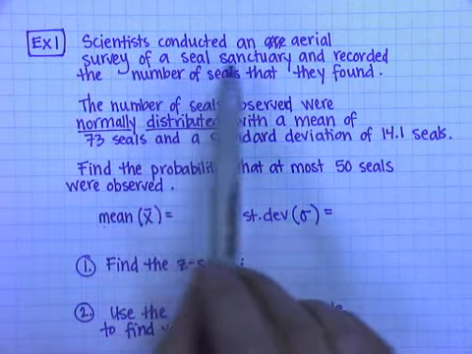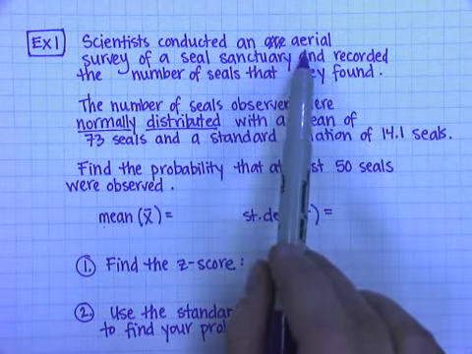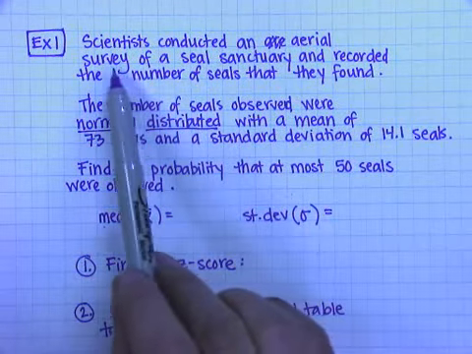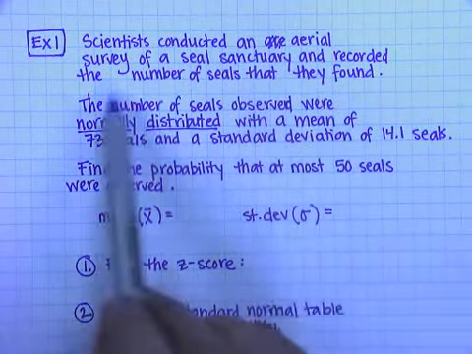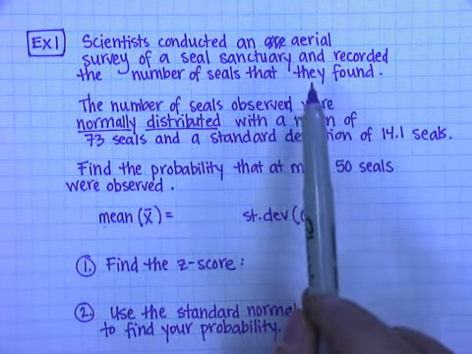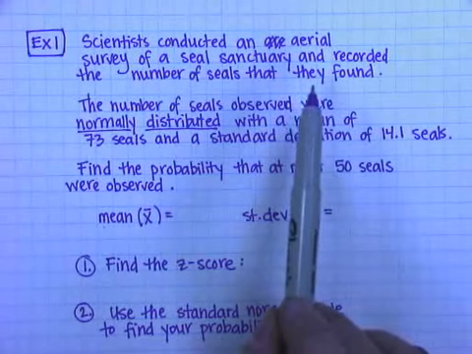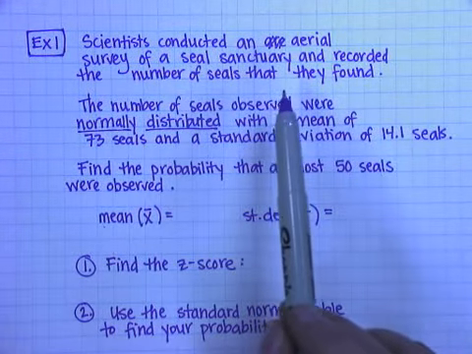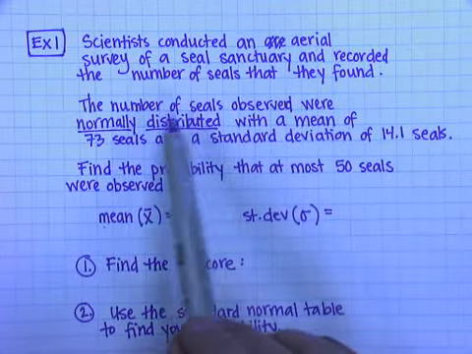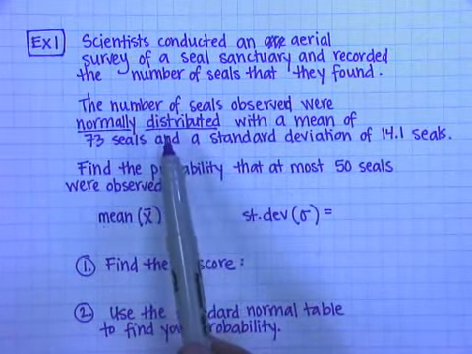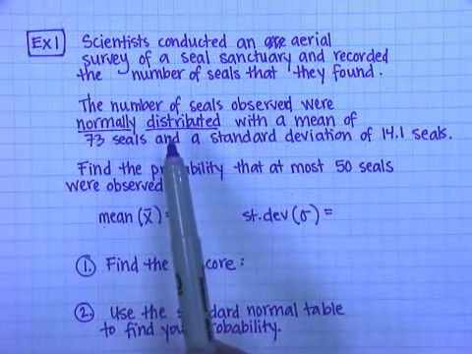Scientists conducted an aerial survey, aerial meaning they were in a plane, of a seal sanctuary, and recorded the number of seals they found. If you can imagine, they're flying over the California coast, trying to get a count of how many seals they see. This obviously would be kind of tricky, right? Now, the number of seals observed were normally distributed, so they did this over several days. They kept going back and getting data points.